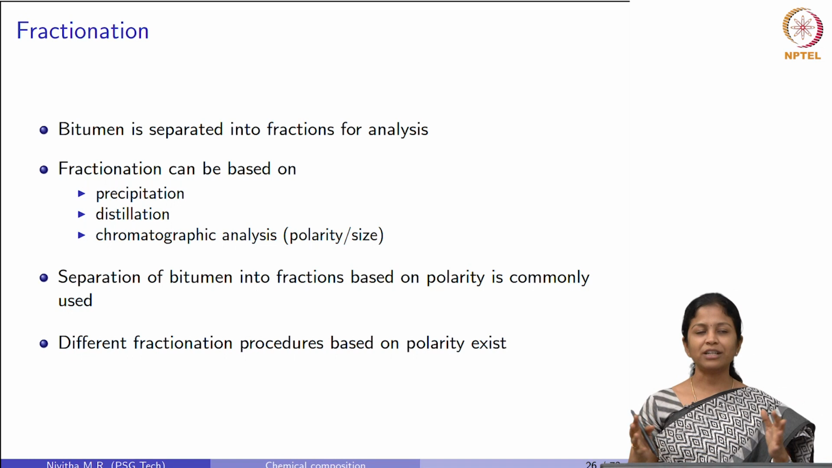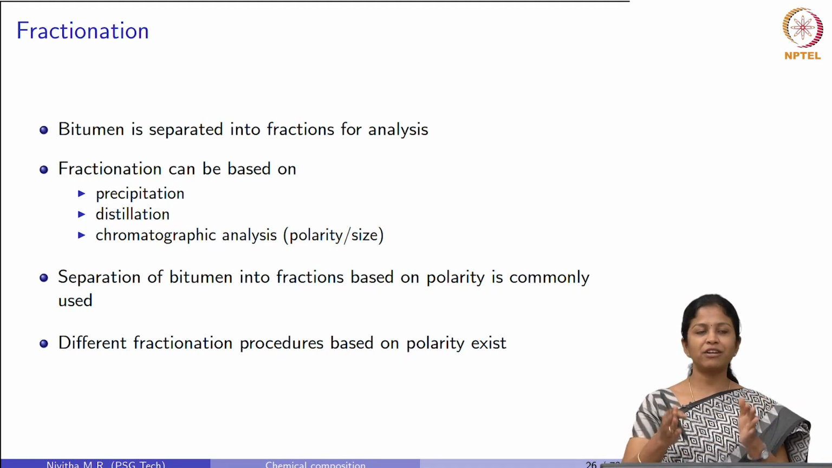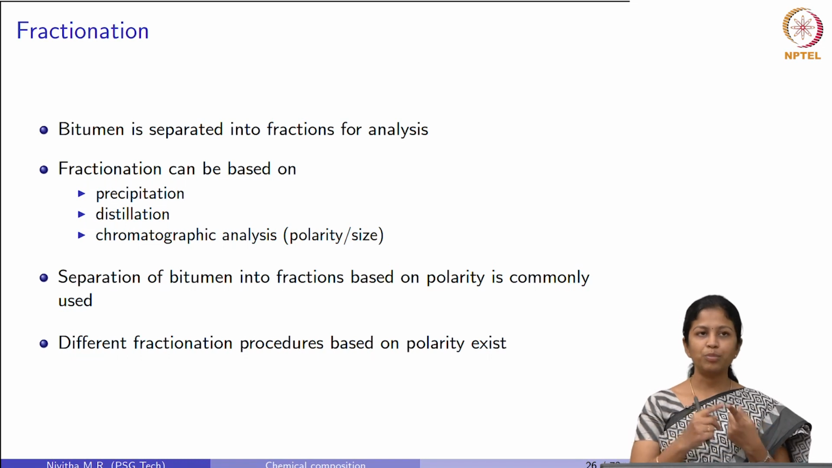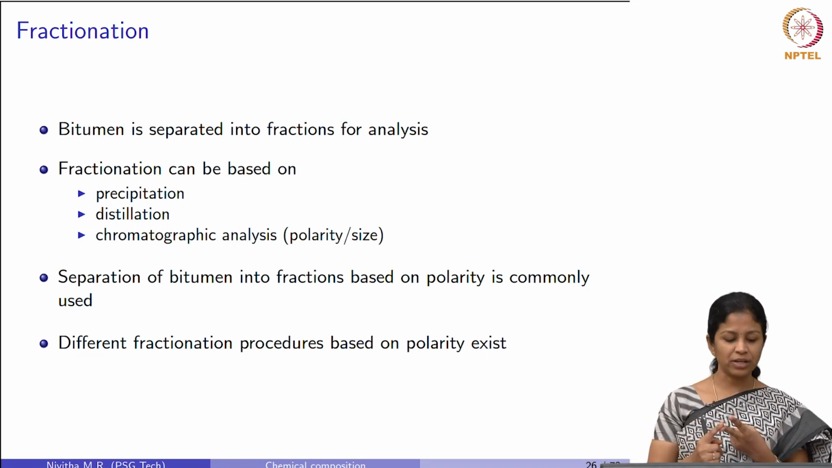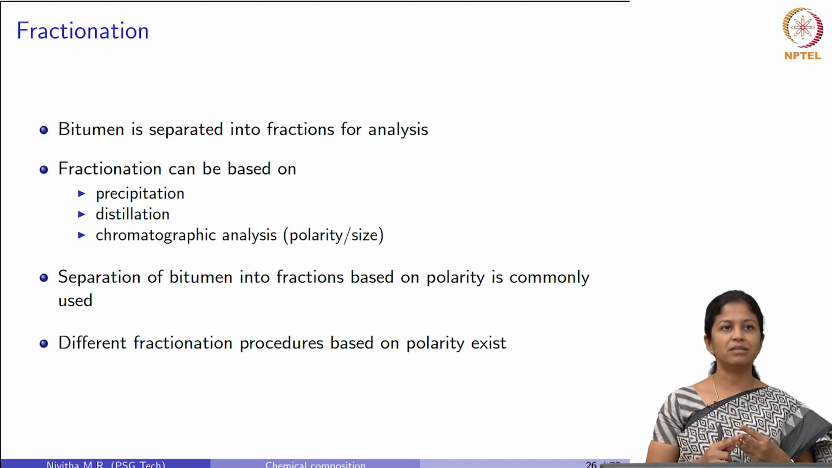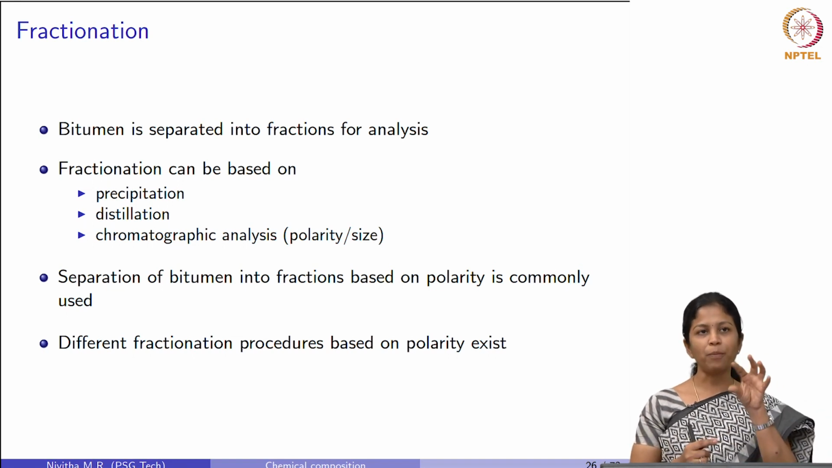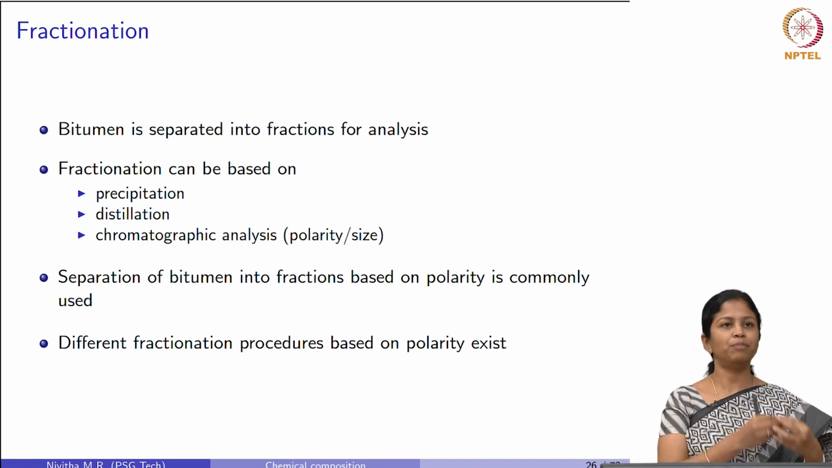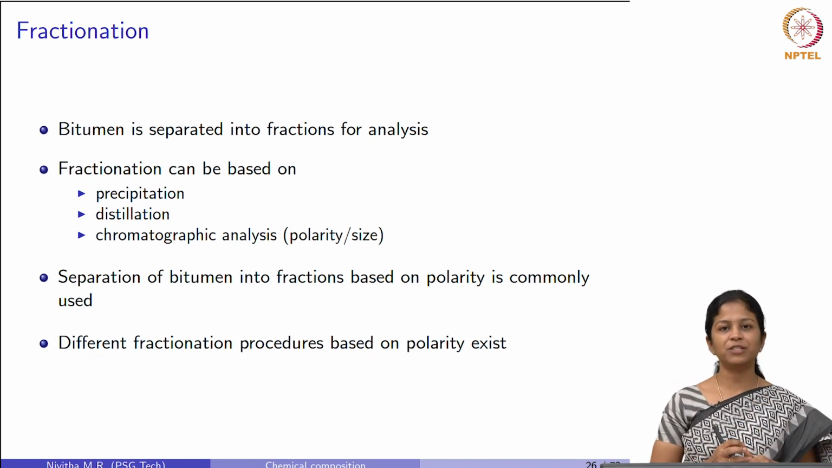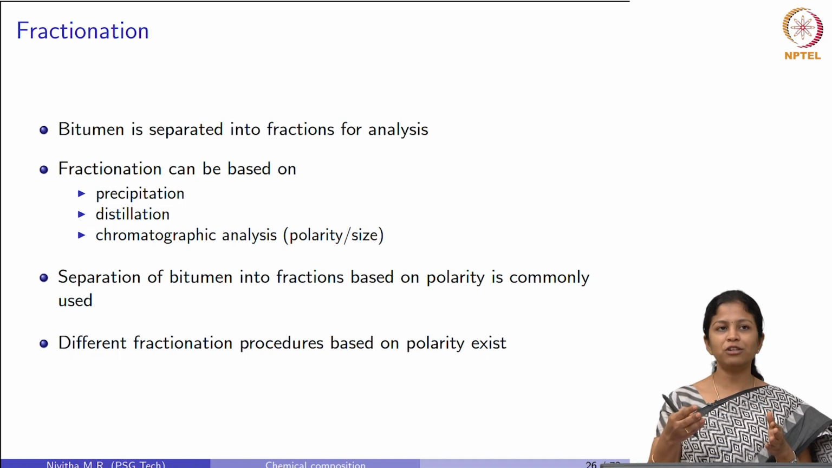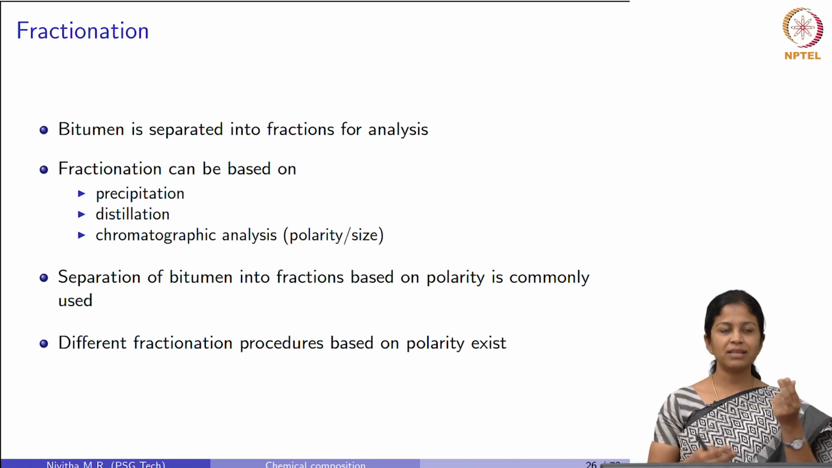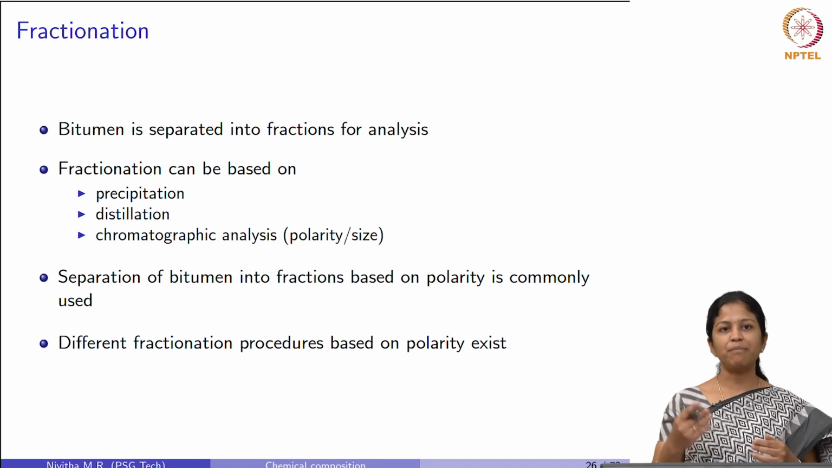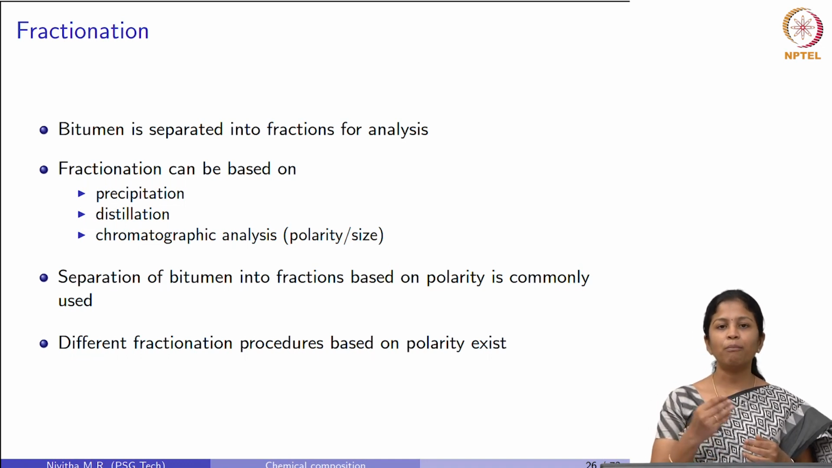So, what is fractionation? Bitumen is separated into different fractions. The separation can be based on precipitation, distillation or chromatographic analysis. We identify some property of this material and separate molecules which have identical property. In the previous lecture, we separated molecules based on their molecular size and then calculated the molecular weight. Here we are going to separate fractions based on their polarity.